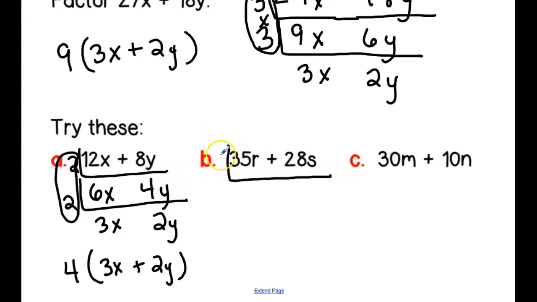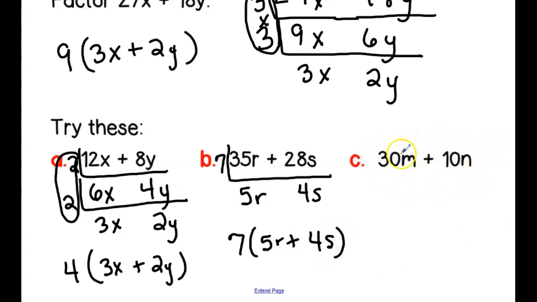These two here. If I try to divide by 2, I can divide this by 2, but not the 35. I can't divide them either by 3. This is divisible by 5, but this one is not. So I move on to that last number, which is 7. And 35r divided by 7 gives me 5r. And 28s divided by 7 leaves me with 4s. These cannot be simplified any further, so my expression is 7 times 5r plus 4s.